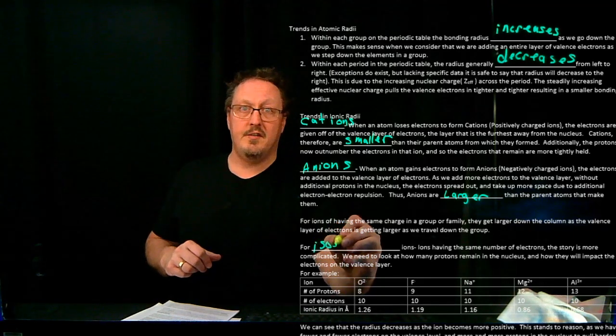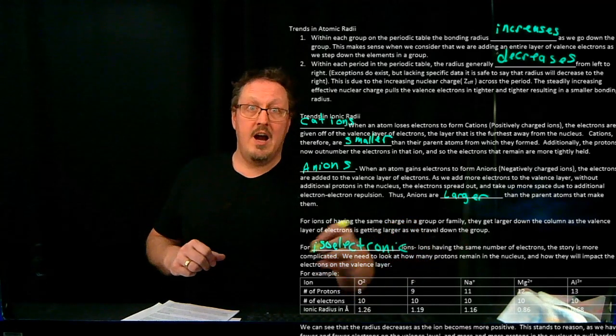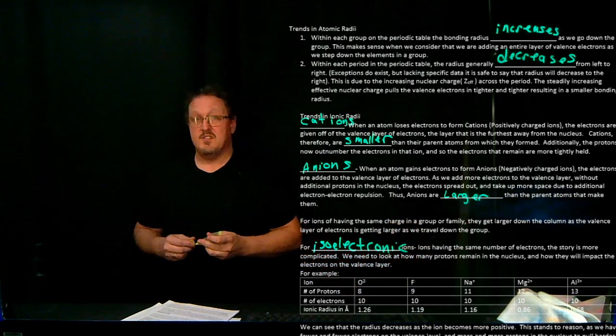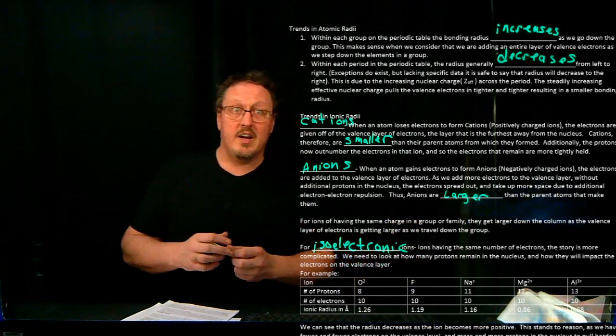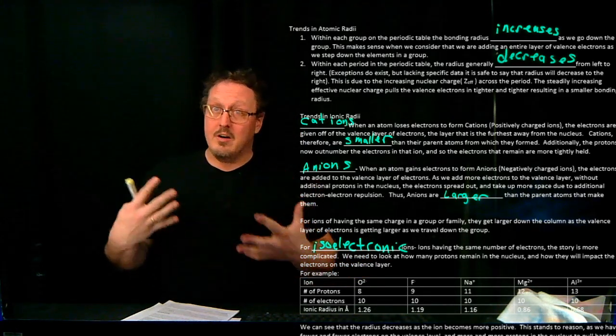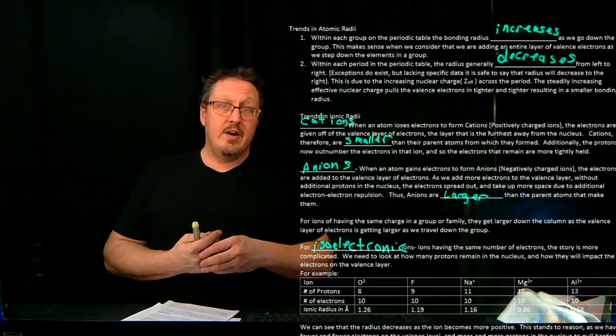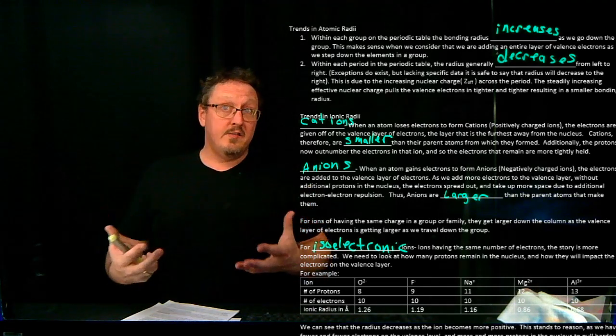So for isoelectronic ions, and these are just ions that have the same number of electrons, the story is more complicated. And in order to fully appreciate and understand that story, we have to take a look at how many protons are in the nucleus.